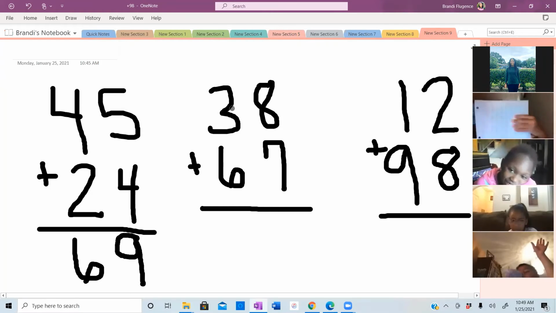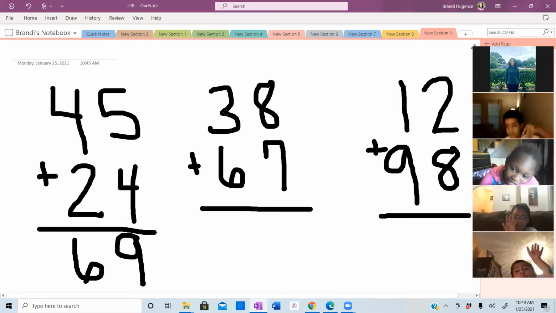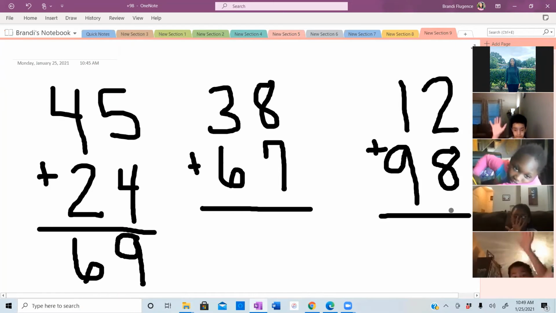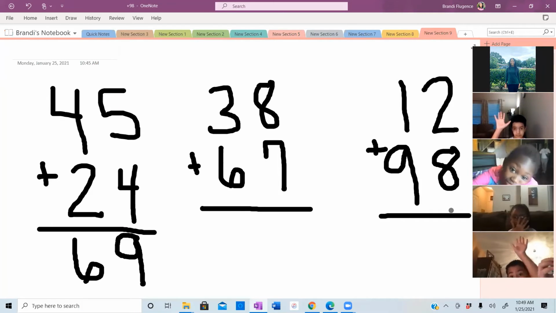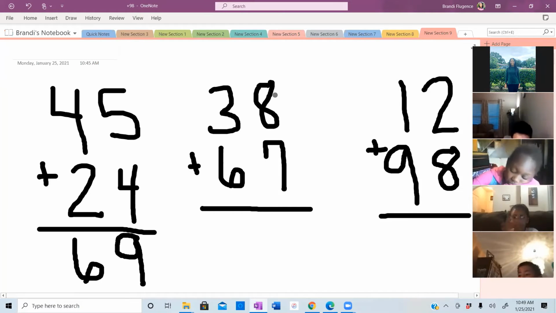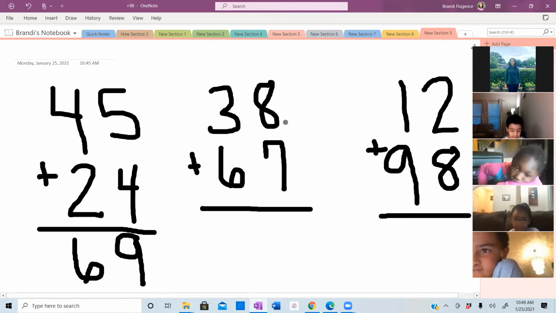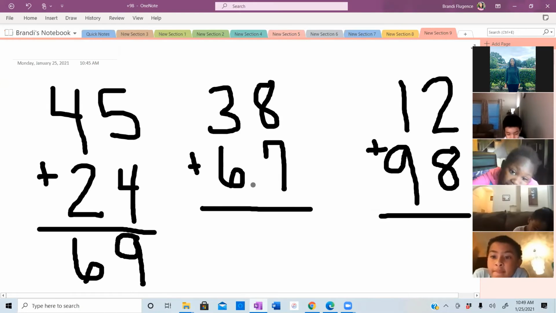Okay. All right, let's go ahead to the second. Good job, Bailey. Thank you. 38 plus 67. Okay, this was a carrying. All right, Cullen, walk us through this one. So start from the back. 2 plus 8 equals 10. Wait, second one. 38 plus 67. Oh, okay. 8 plus 7 is 15. So put the 5. Good.